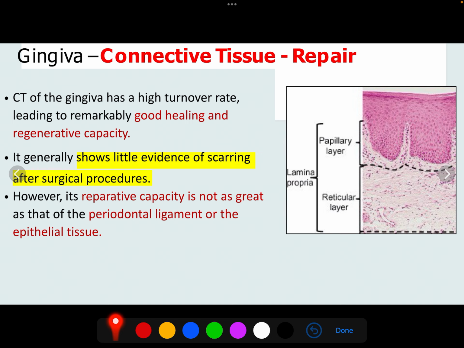Now let's see the repair in the connective tissue. The connective tissue of gingiva has a high turnover rate, which leads to remarkably good healing and regenerative capacity. As a result, it shows little evidence of scarring after surgical procedures. However, this reparative capacity is not as great as that of the periodontal ligament or the epithelial tissue.